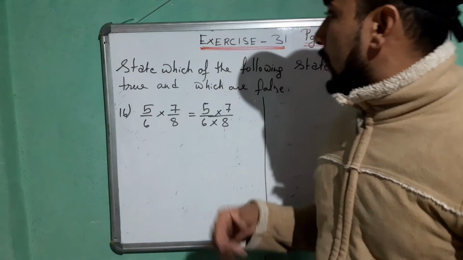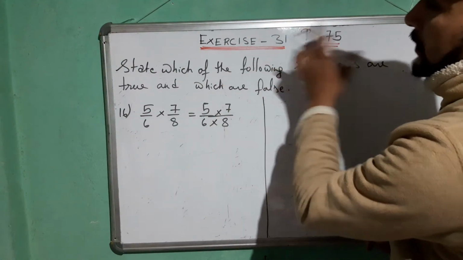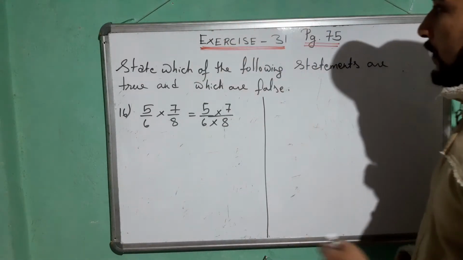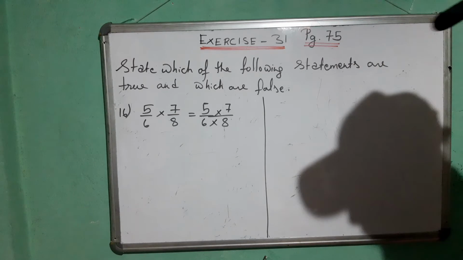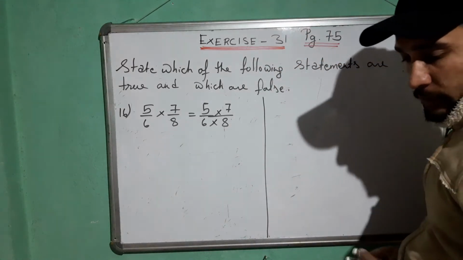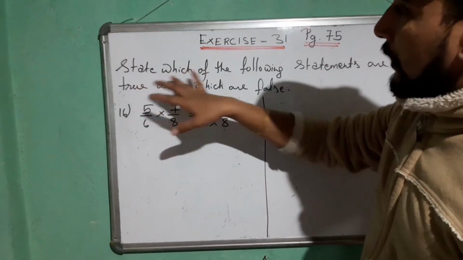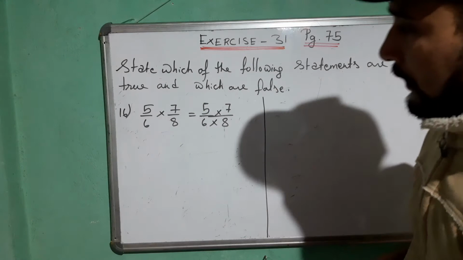In today's class, we will continue the remaining portion of exercise 31, which we had done in the previous class. It is on page number 75. Up to question number 15 we have completed. Now next is from question number 16. The question says: state which of the following statements are true and which are false.